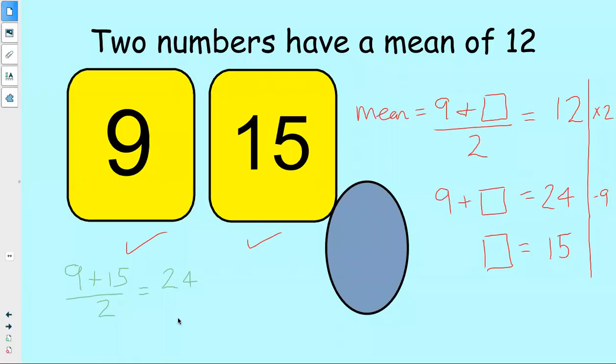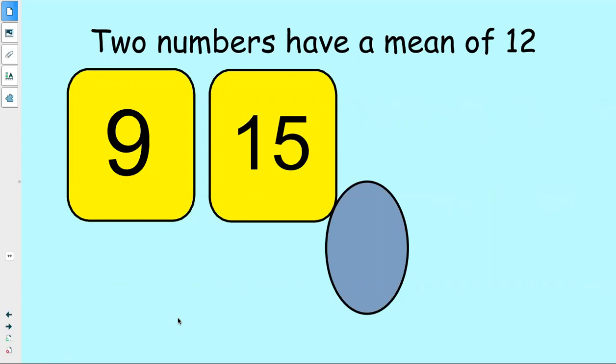Sorry, I think that froze there a little. 24 divided by 2, which is 12, which is your answer, mean of 12. Okay, a few more slides very similar to that. So again, please pause it so you can do it yourself.